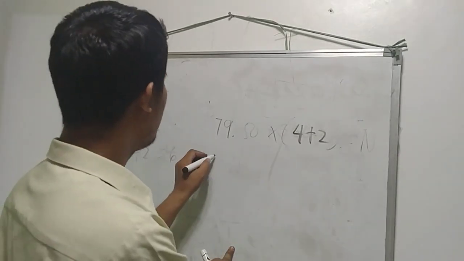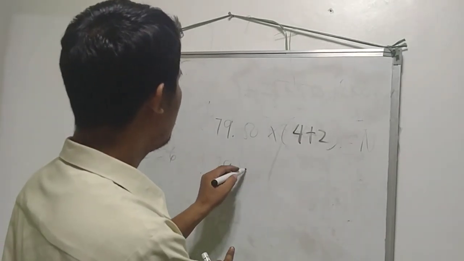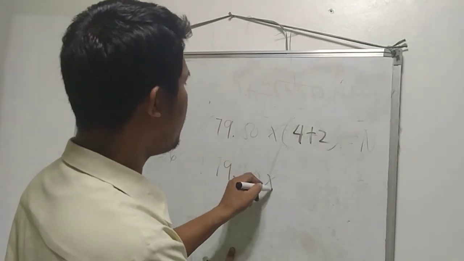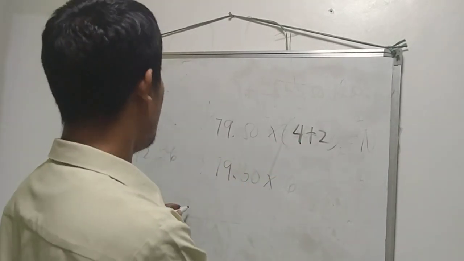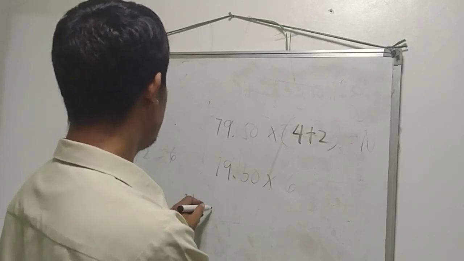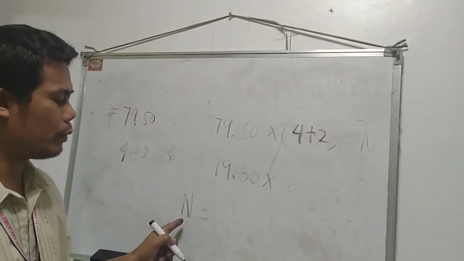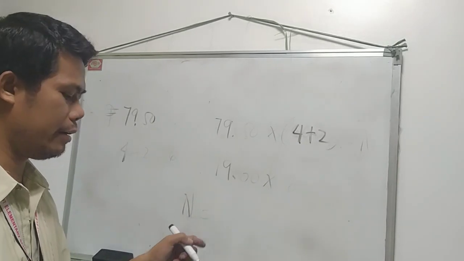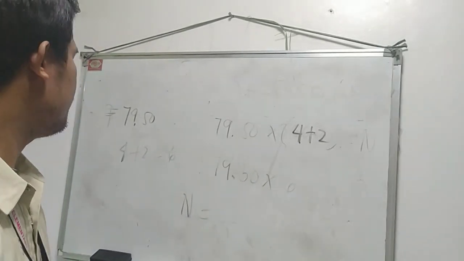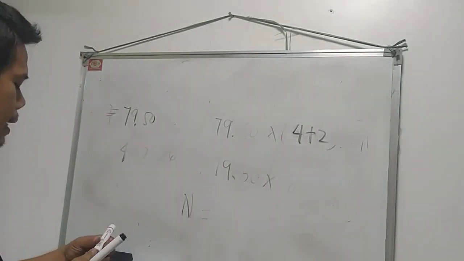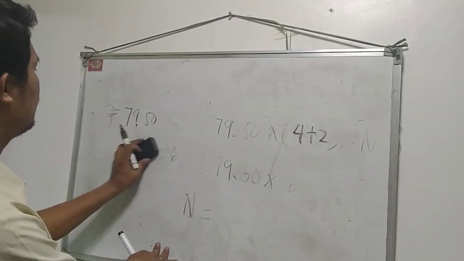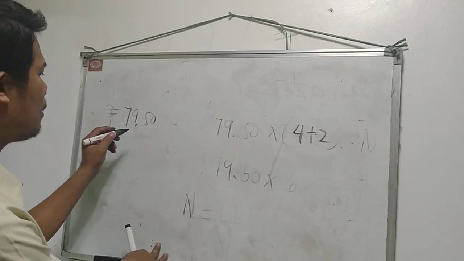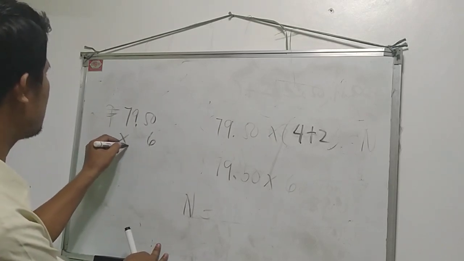So we have 79 times 4 plus 2 equals 6. Now equals n, so we are going to transpose the n here to the left side. So we are going to multiply now. So we have 79 and 50 centavos times 6.